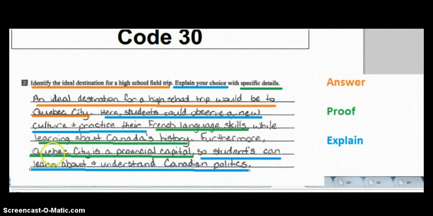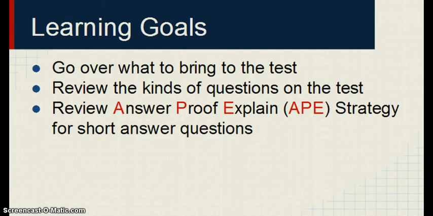Furthermore, Quebec City is a provincial capital, so students can learn about and understand Canadian politics. So they're explaining again the specific details that show why it's important to travel, and perhaps why this school trip would be a good option.